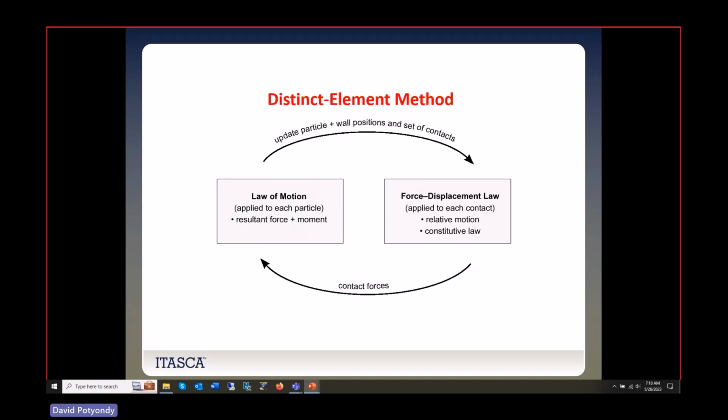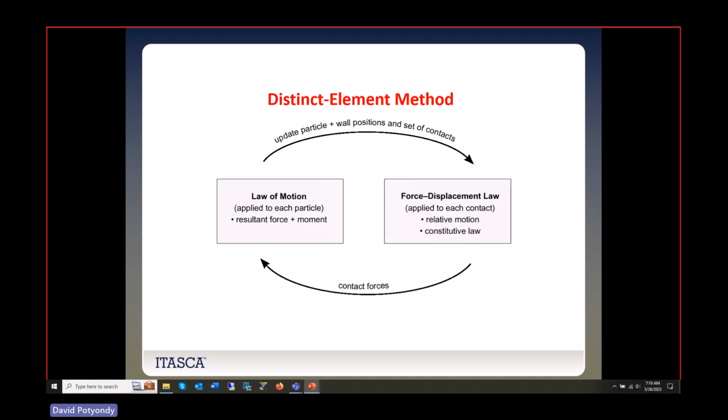This is the algorithm. This once around is one time step. So let's unpack this. Okay. We have a force displacement law, which means there's been a relative motion between these two particles. And then it says constitutive law. What the heck does that mean? It means that given a relative motion, you have to update the force. Okay.